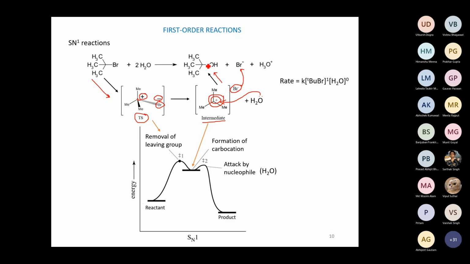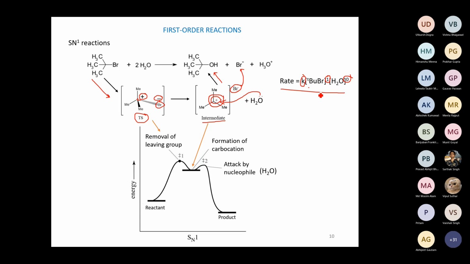Otherwise you can use other spectroscopic methods, as I told you, like gas chromatography or NMR spectroscopy, to determine the changes in concentration of the starting material or product with respect to time. If you find that the rate is first order with respect to the starting material, that is t-butyl bromide, and zero order with respect to water concentration, this is the rate law. k is the rate constant.